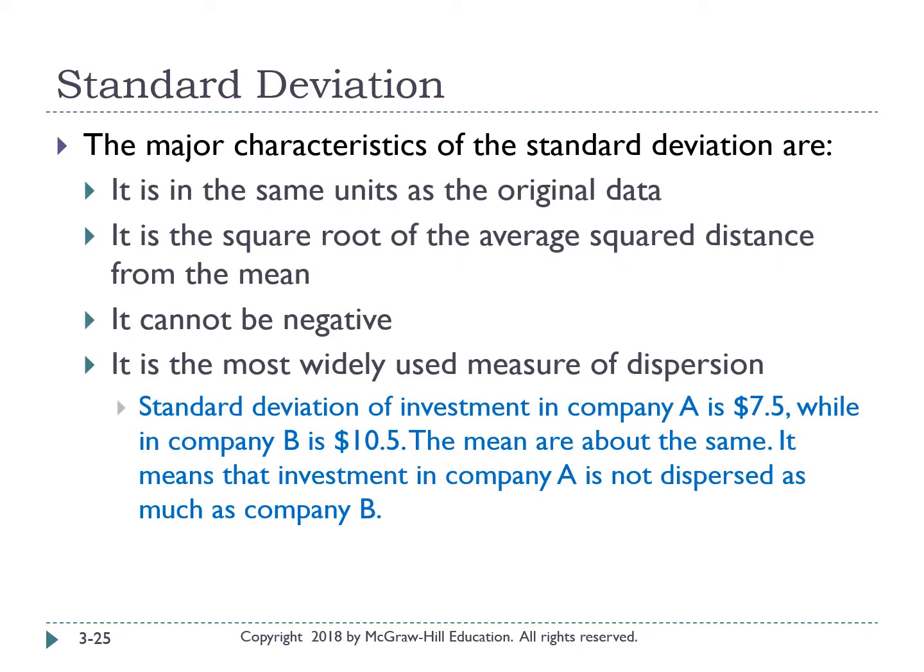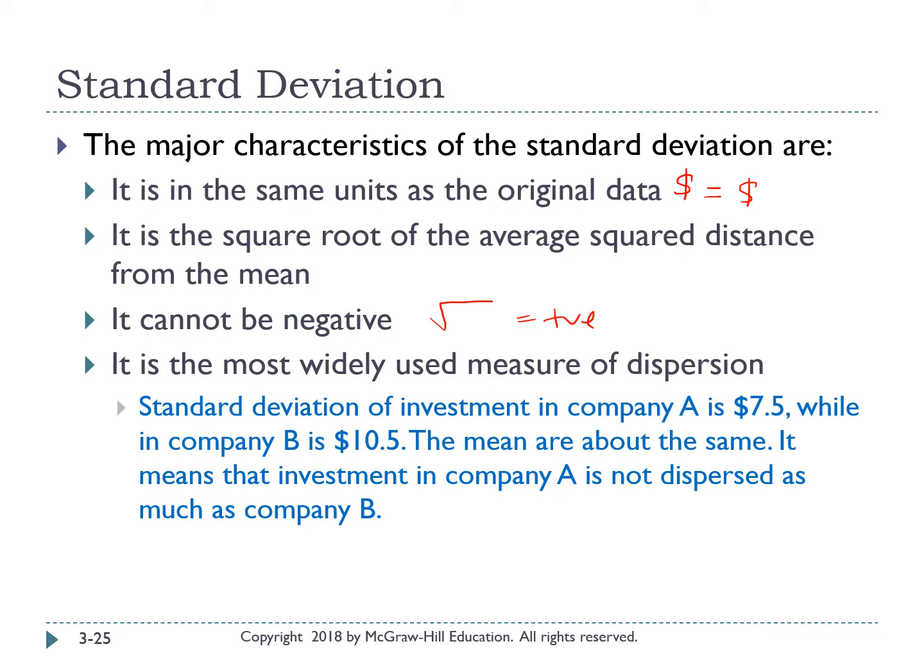Characteristics of your standard deviation. It is in the same unit as the original data. Let's say your original data is in dollars, so when you compute your standard deviation, you should also get it in dollars. It is the square root of your variance, and the value cannot be negative. If you look at the formula, you will have this square root, so when you compute the standard deviation, you will definitely have a positive value. And the last point, it is the most widely used measure of dispersion. You know that range as well as variance have their own weaknesses. Because of that, many researchers prefer to use standard deviation as a measure of dispersion or variation.